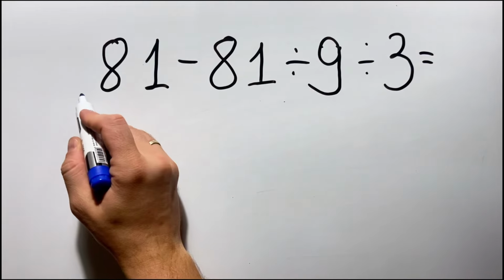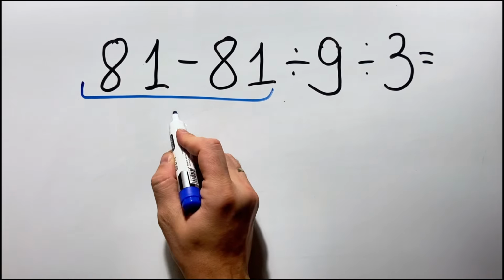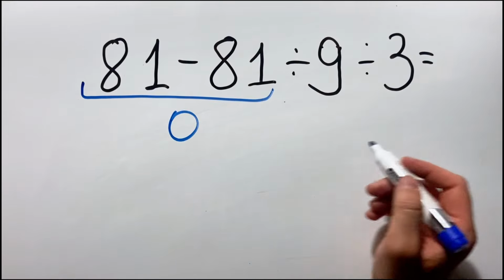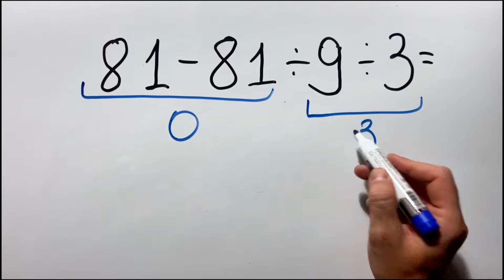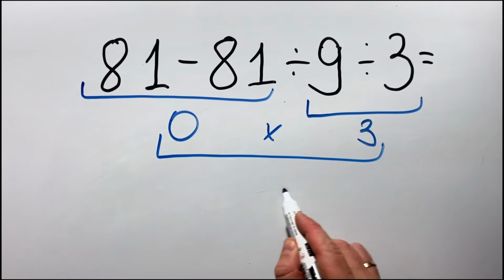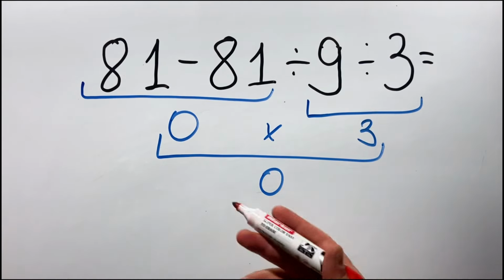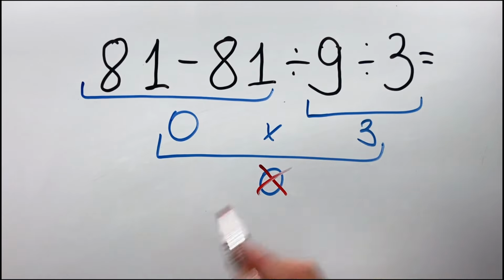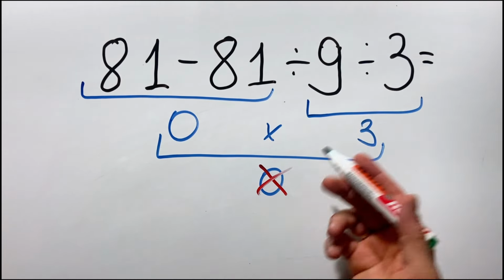81 minus 81 equals 0. 9 divided by 3 equals 3. And 0 multiplied by 3 equals 0. But of course, this answer is not correct. Why is this answer not correct?